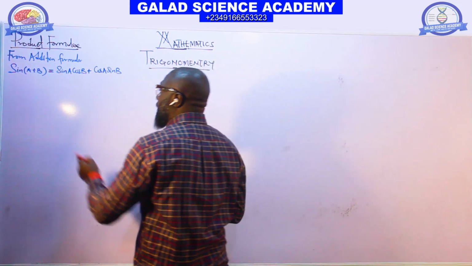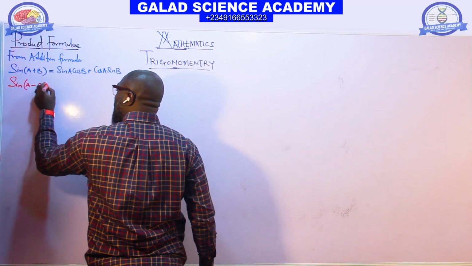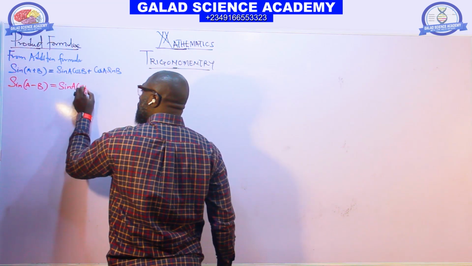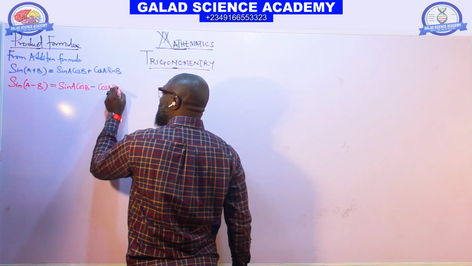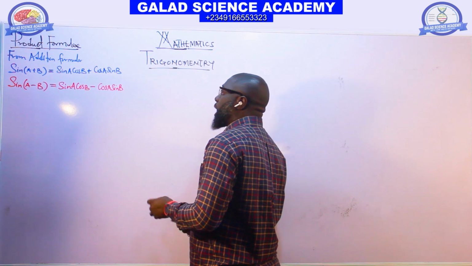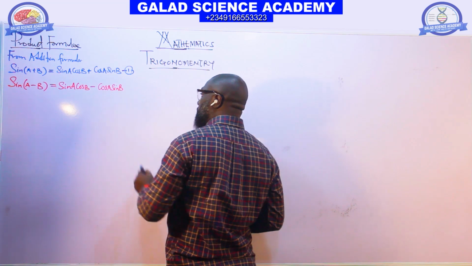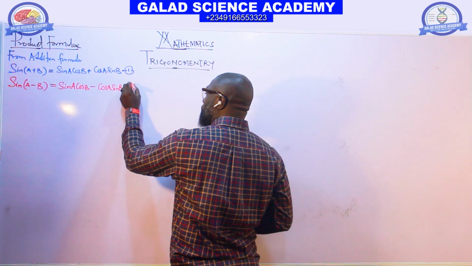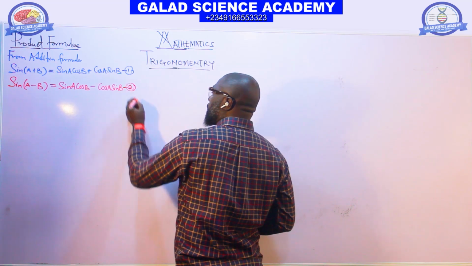I can also say sine of angle A minus B, which is equal to sine A cos B minus cos A sine B. So help me to call this one equation 1 and this one equation 2.